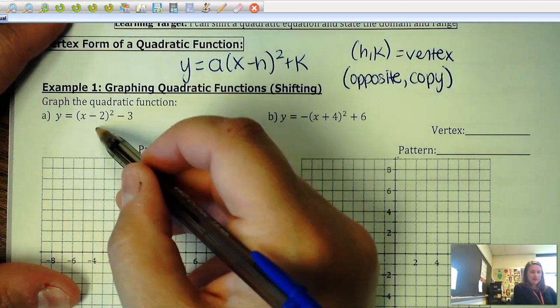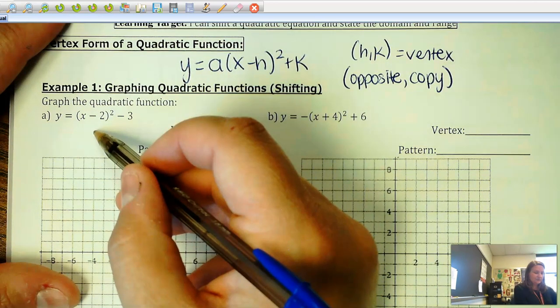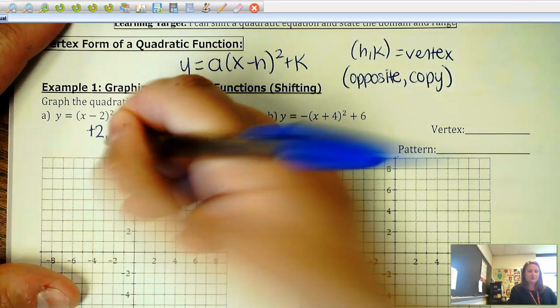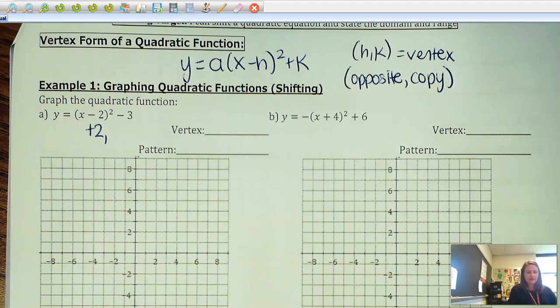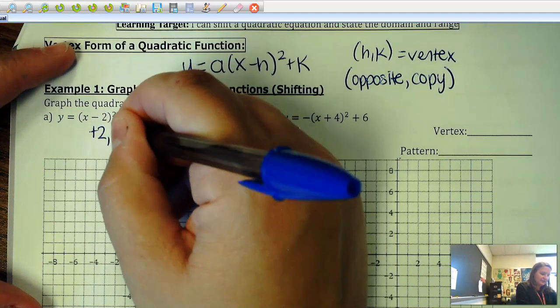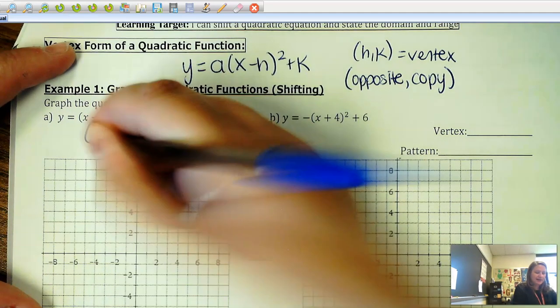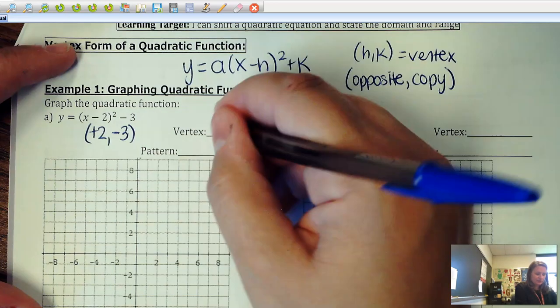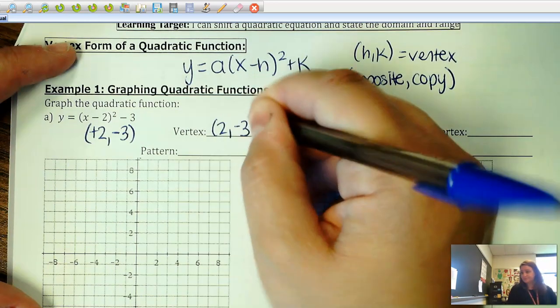This looks like a -2. So +2 is actually the x-coordinate. It's what sets that equal to 0. You switch from one side of the V to the other. The y-coordinate, you just go ahead and copy what's on the outside. So that's going to be (2, -3).